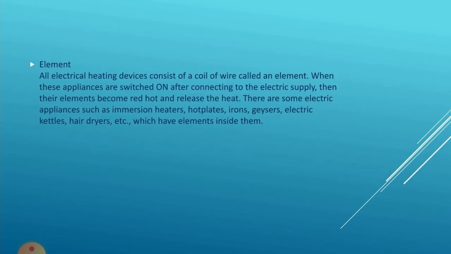Next, let's see about the element. All electric heating devices consist of a coil of wire called an element. When these appliances are switched on after connecting to the electric supply, then the element becomes red hot and releases heat. There are some electric appliances such as immersion heaters, hot plates, irons, geysers, electric kettles, hair dryers, etc., which have elements inside them.